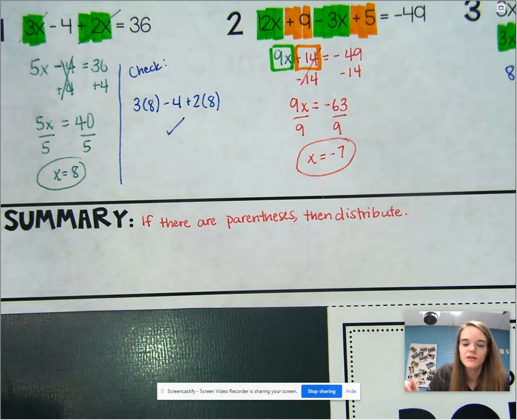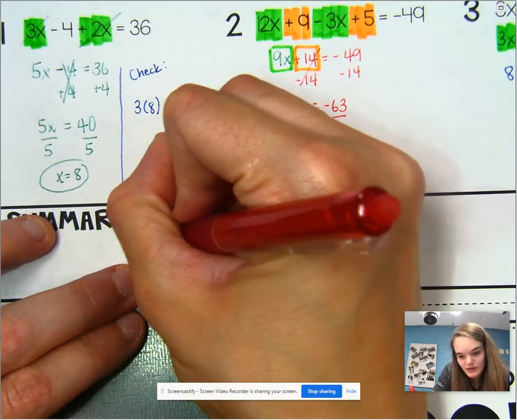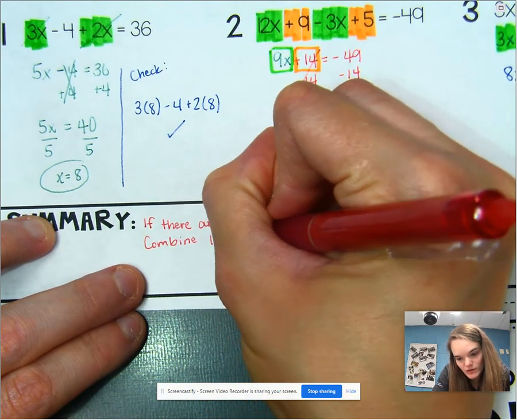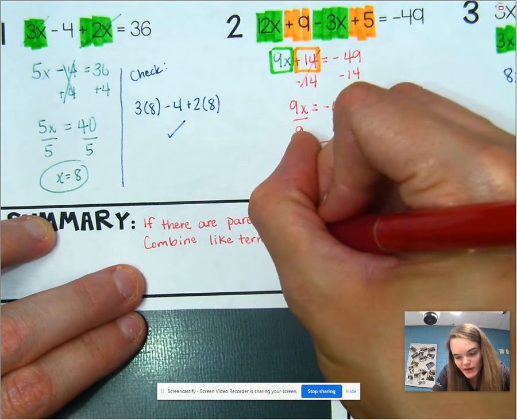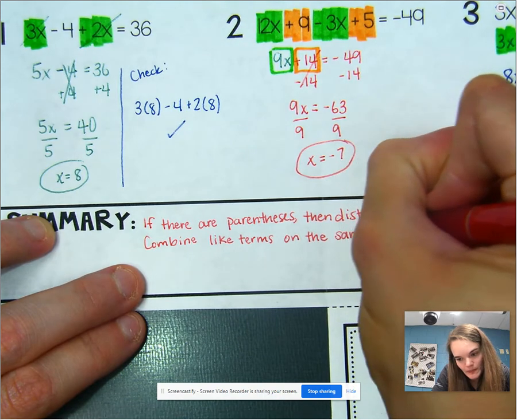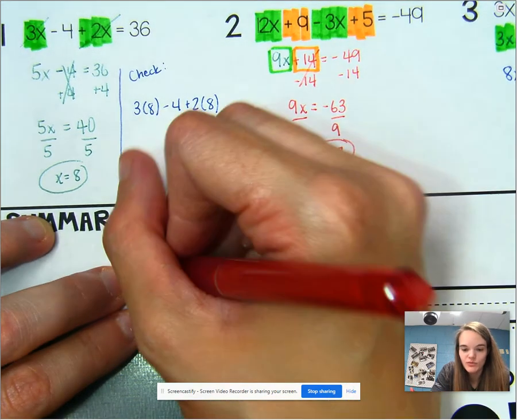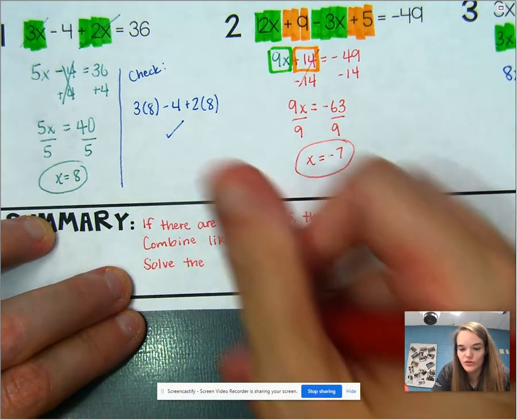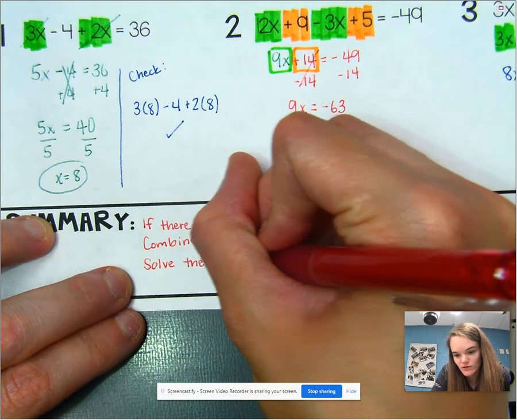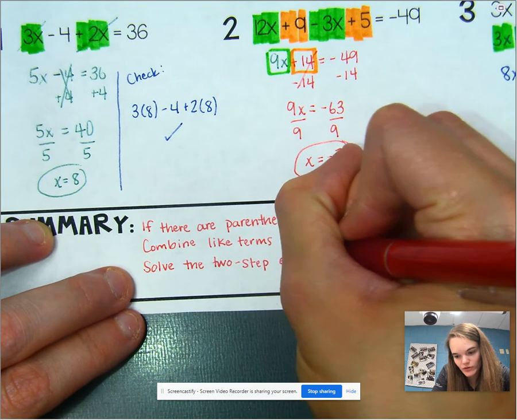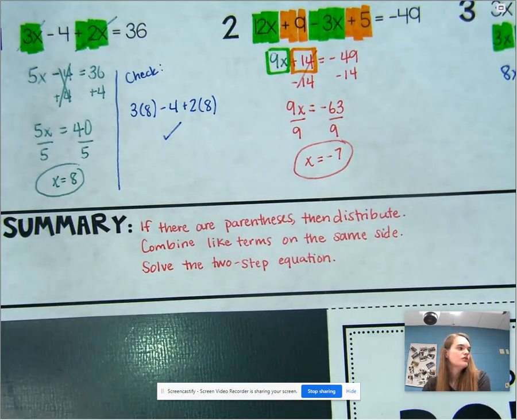Okay, then we are going to combine like terms on the same side. Next, we are going to solve the two-step equation, and they've all turned into two-step equations. Sometimes they might even just turn into a one-step equation. That's how we solve equations with variables on the same side.